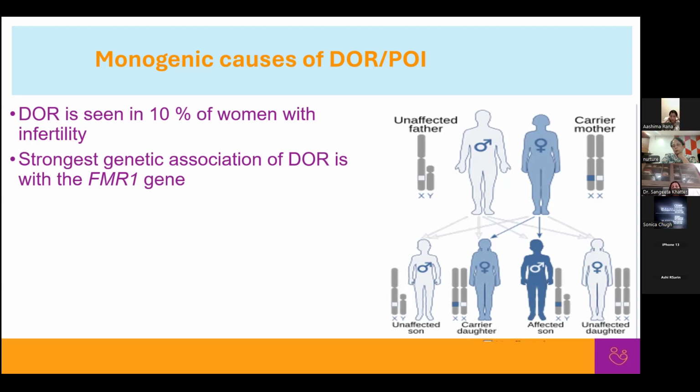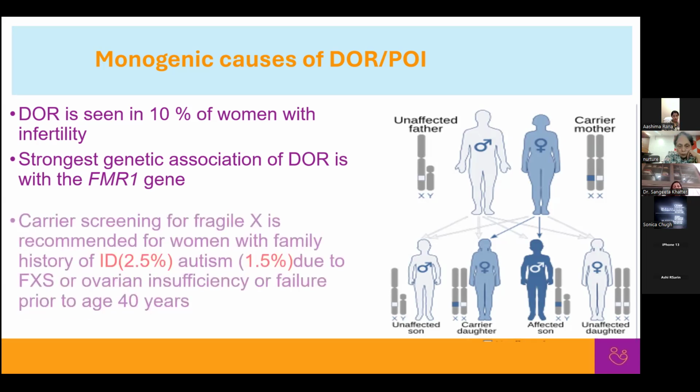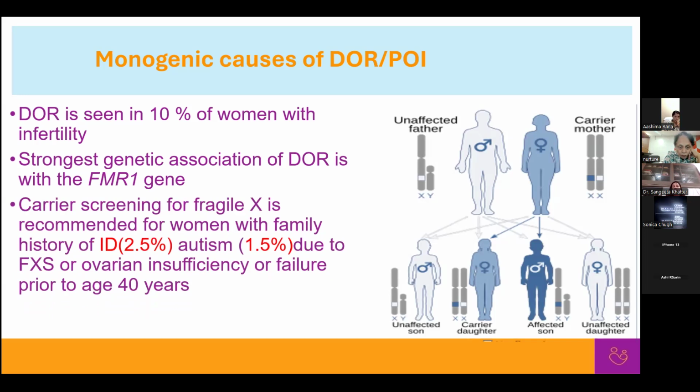That is why we are worried. Whenever a patient comes to me with decreased ovarian reserve, I draw a 3 generation pedigree. I ask through the maternal family whether her brother has any signs and symptoms of mental retardation, which is a very important history in these cases. Carrier screening for Fragile X is recommended for women with a family history of intellectual disability in male children, 2.5%, and autism due to Fragile X, or ovarian insufficiency or failure prior to the age of 40 years. So we have to be very cautious in these patients.